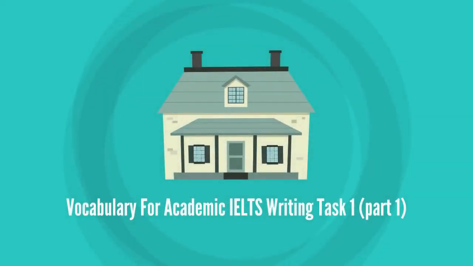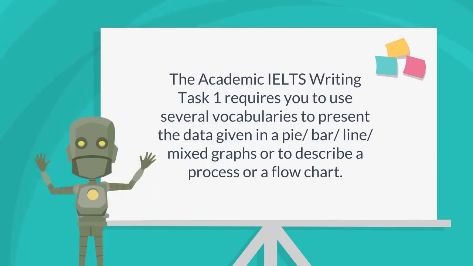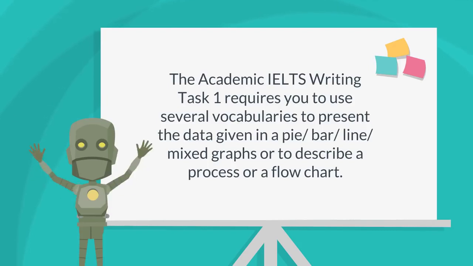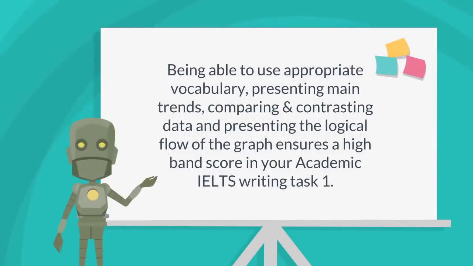Vocabulary for Academic IELTS Writing Task 1, Part 1. The Academic IELTS Writing Task 1 requires you to use several vocabularies to present the data given in a pie, bar, line or mixed graph, or to describe a process or a flow chart. Being able to use appropriate vocabulary, presenting main trends, comparing and contrasting data and presenting the logical flow of the graph ensures a high band score in your academic writing.